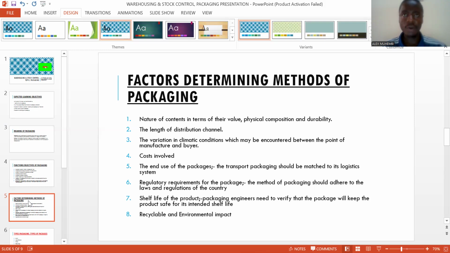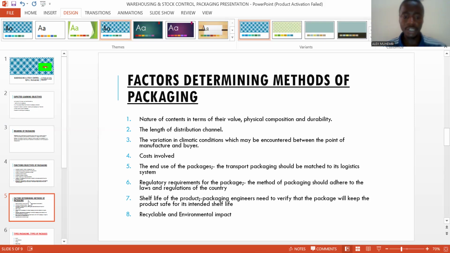Here we are talking about the shelf life. This is the period the product will be used. So in that case, we are saying that packaging engineers need to verify that the package will keep the product safe for its intended shelf life. So shelf life is a very key factor if you are going to determine the method of packaging.